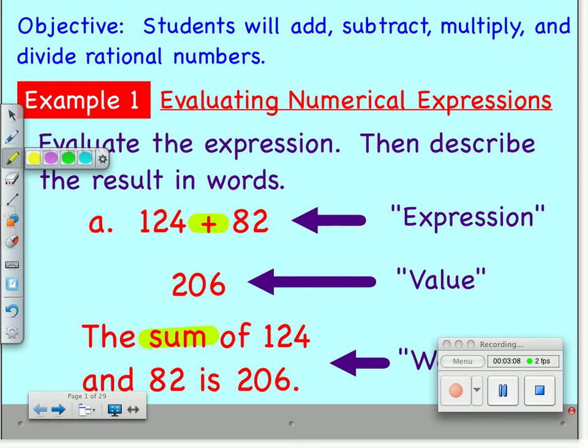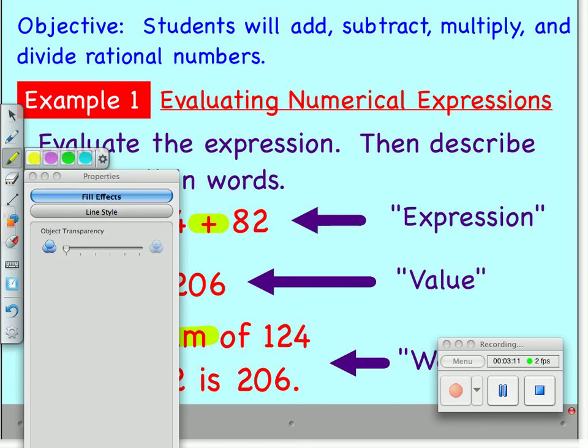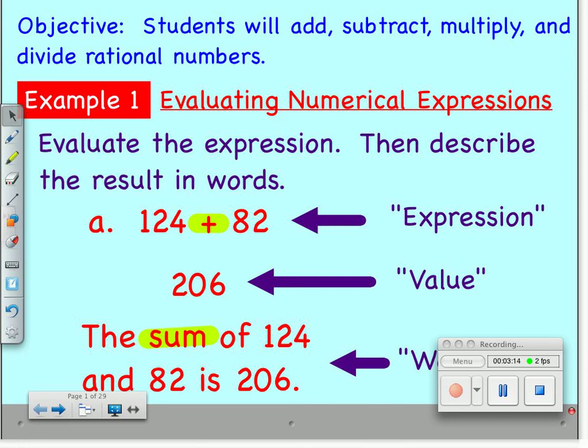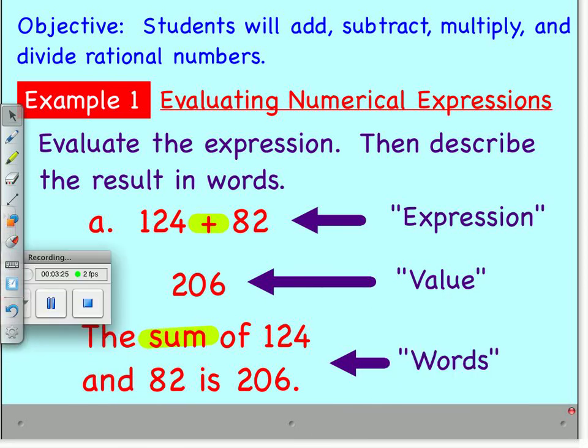However, before we do that, you need to go ahead and write all of this down in your notebook. So please make sure you have this written in your notebook. Let me move this out of your way. Okay. You need to write the objective at the top of the page. You need to write example 1 and evaluating numerical expressions. You need to write everything that is under it. Why don't you go ahead and pause the video now, write that down, and then when you're ready, press play again.